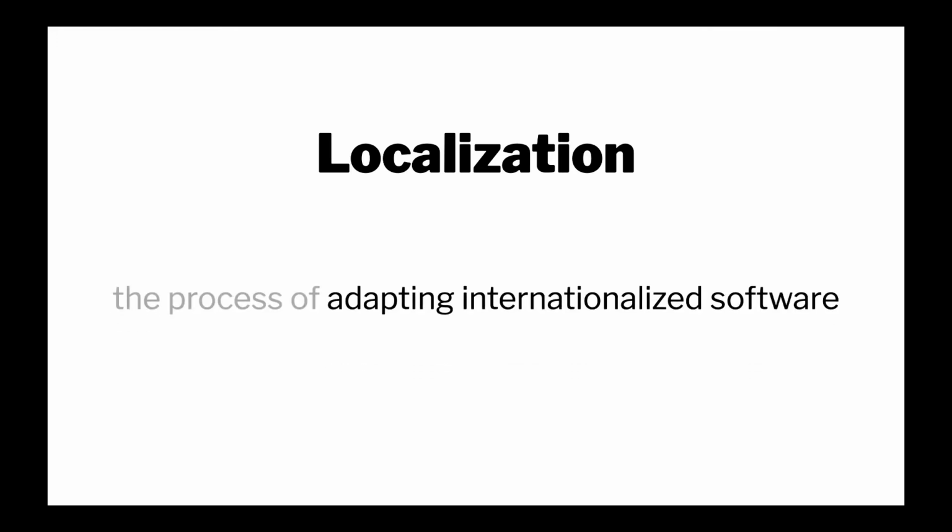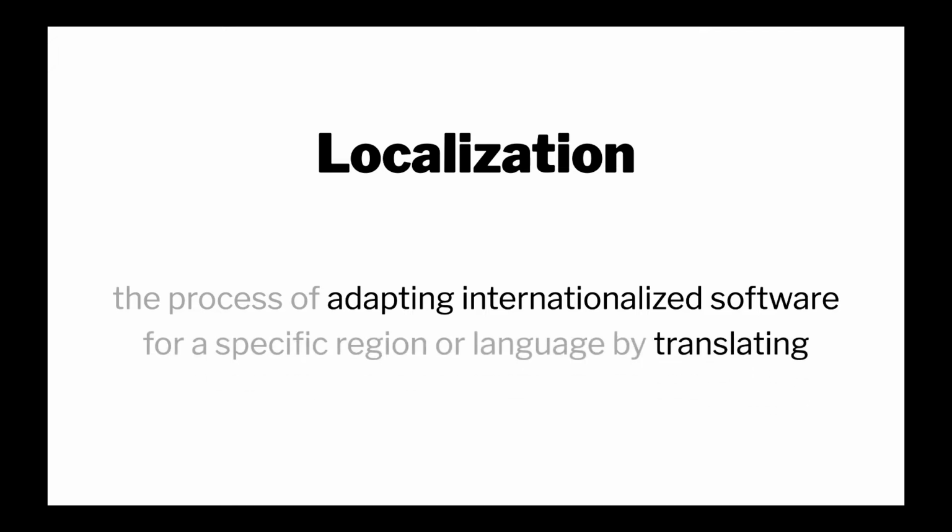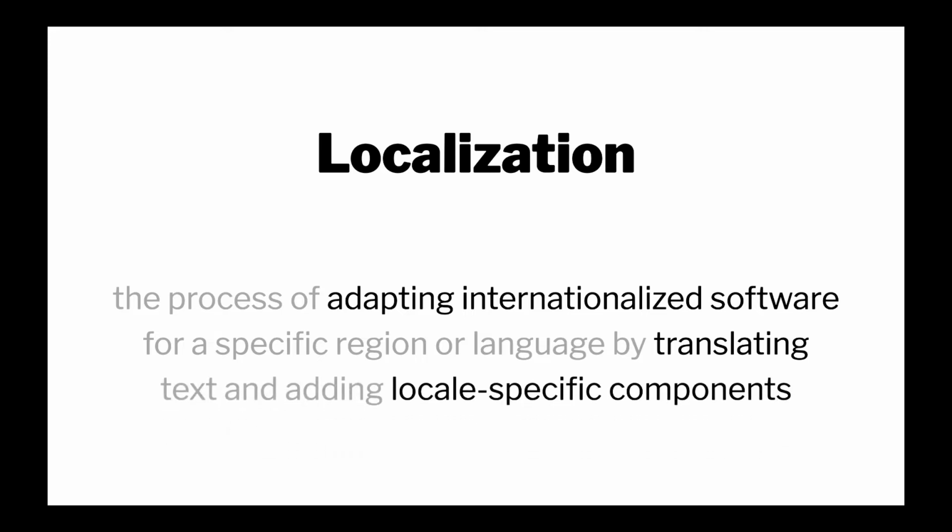In contrast, localization is the process of adapting internationalized software, so something that already supports multiple languages. It's the process of adapting the software to a specific region or language by translating text and adding locale specific components. This is an ongoing process that happens when we want to support a new language, so you have to add a new language and translate all the content and make sure that all the components and all the pages are displayed properly for the new language or the new region.